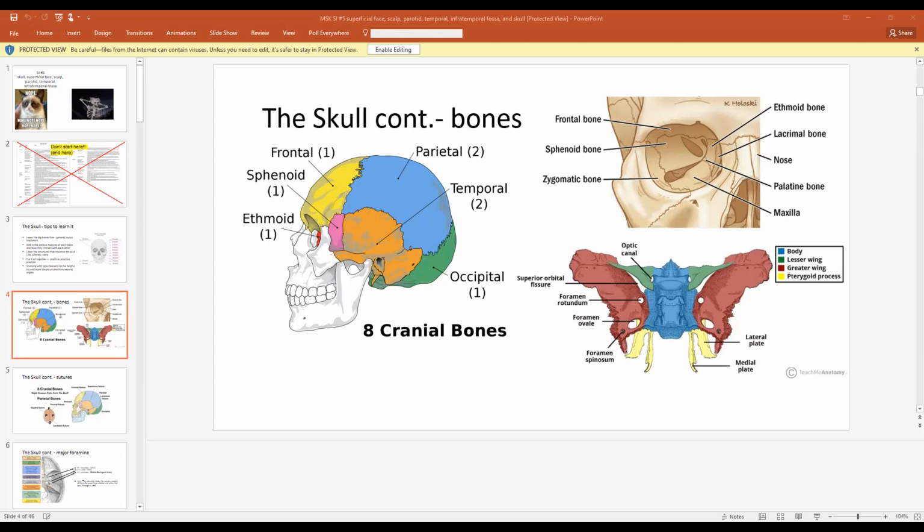Number 4, an elderly man presents with severe pain beneath the left eye, radiating into the lower eyelid, the lateral side of the nose and upper lip. What nerve was involved? Any ideas? So this one is going to be the infraorbital nerve, which is going to be a branch of the 5th cranial nerve, which we'll get to.